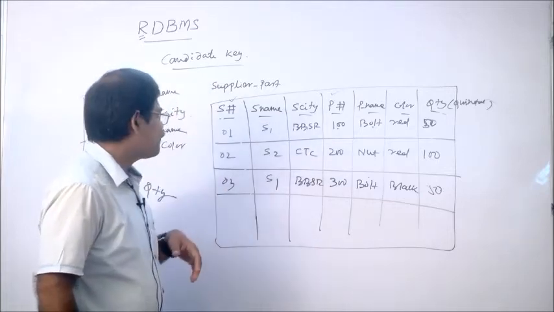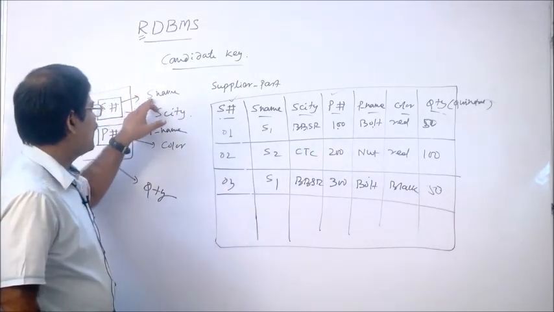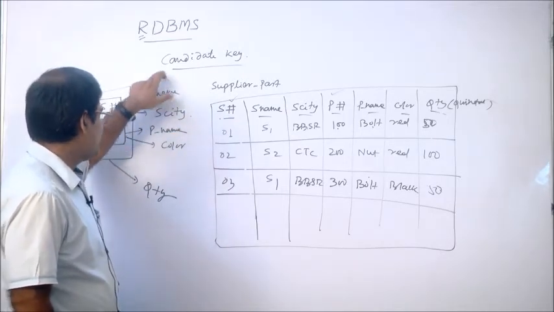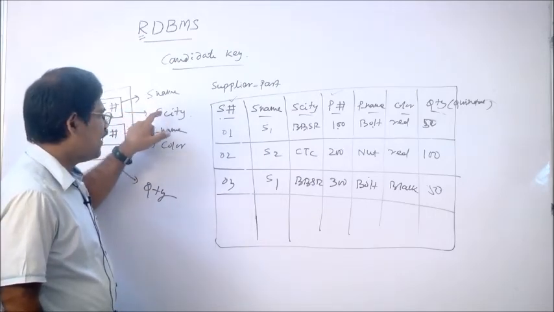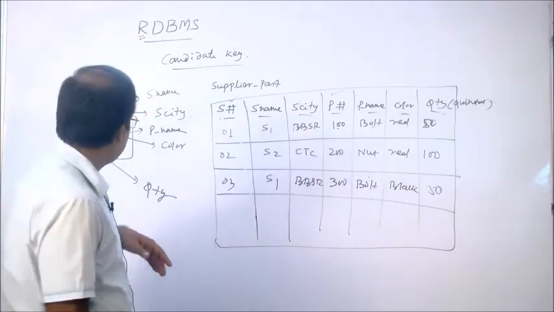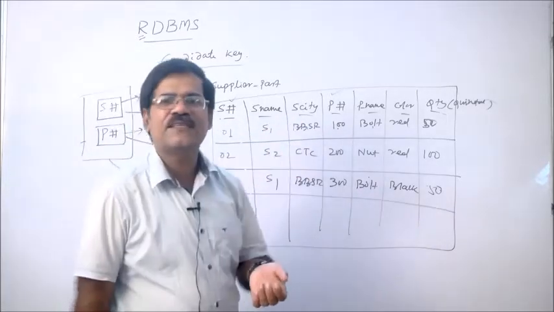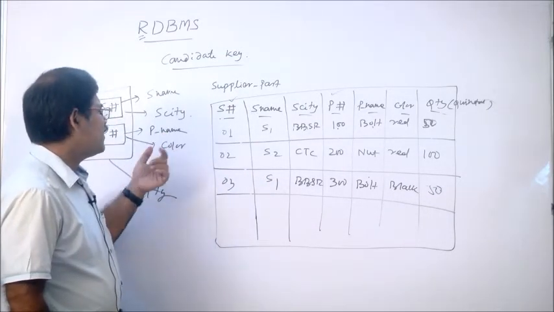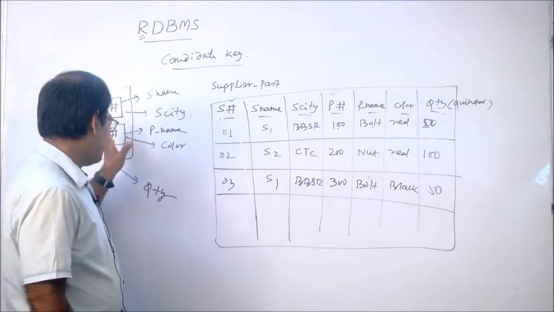So candidate key. Here, from S number we can determine S name and S city easily. That is, S name and S city are fully dependent upon S number, and S number determines S name and S city. Similarly, from P number, the part number, the part details will be easily retrieved. The part name, what is the color of the part, will be fully dependent on P number.